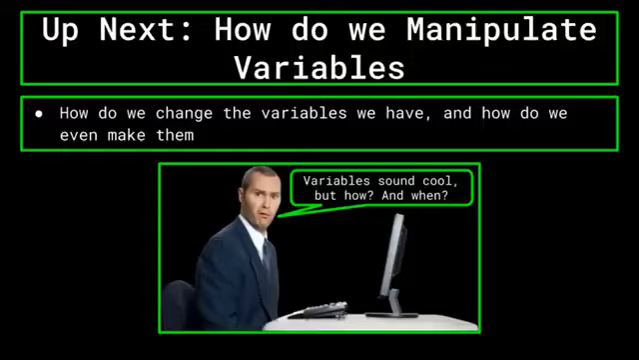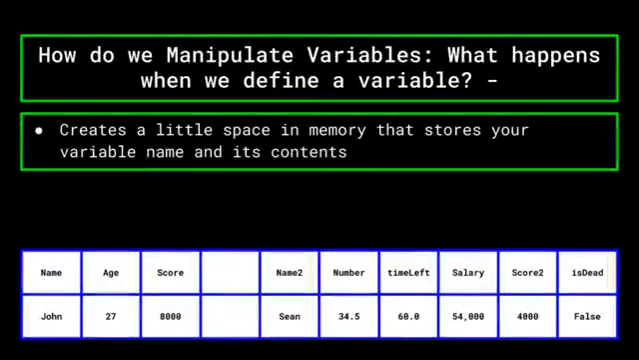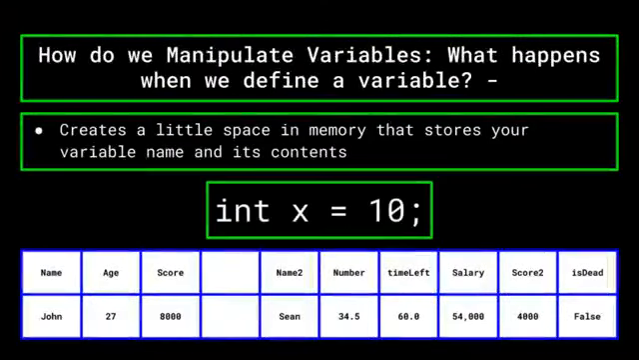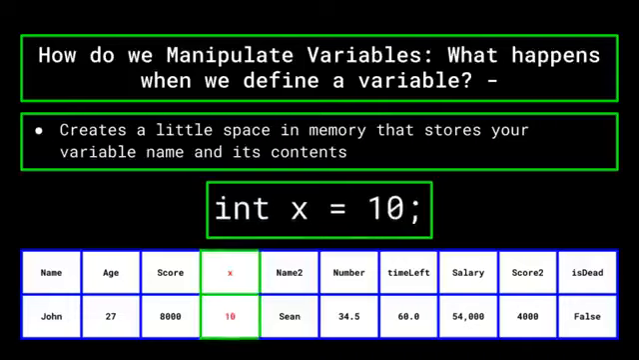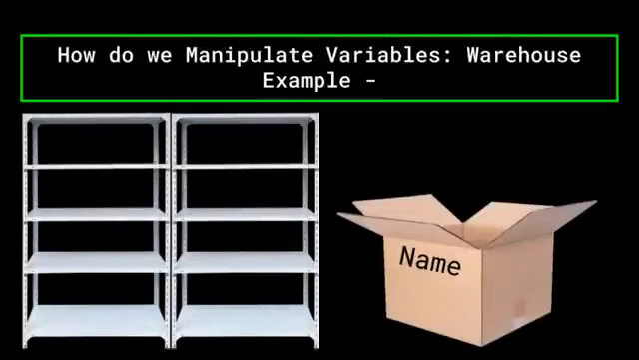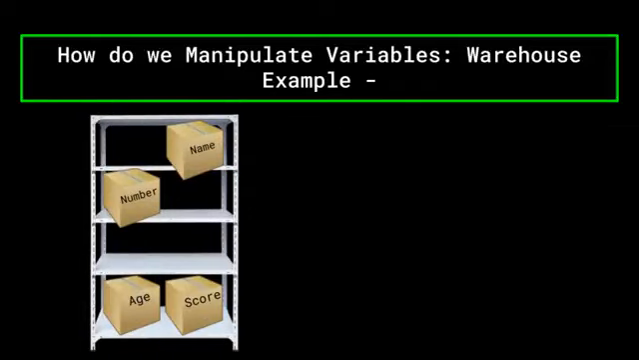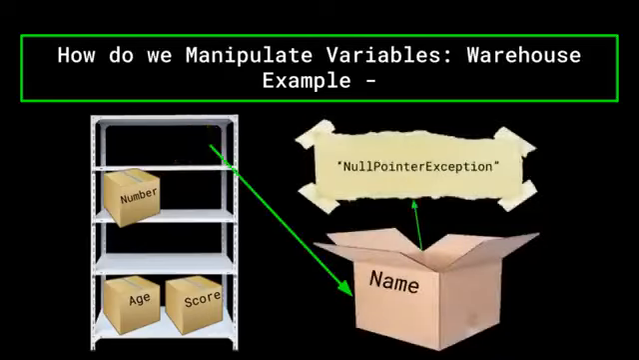To start, let's go over what happens when we actually define a variable. Now, when we write a line of code which initializes a variable, and that code is executed, the computer essentially creates a little space in memory that stores your variable name and its contents so that it can be referenced later. Going back to our cardboard box example from the previous segment, think of this as if you had your own storage facility, and you make a new cardboard box labeled name, and inside of it you put a piece of paper with the words null pointer exception on it. Now, anytime you want to know the contents of your name box, you could simply look inside and see that it has the contents null pointer exception.